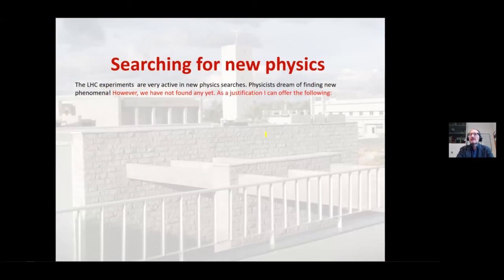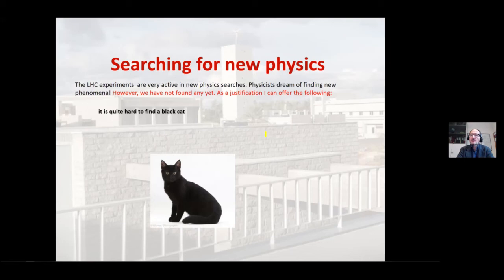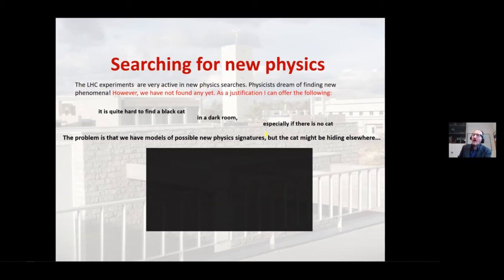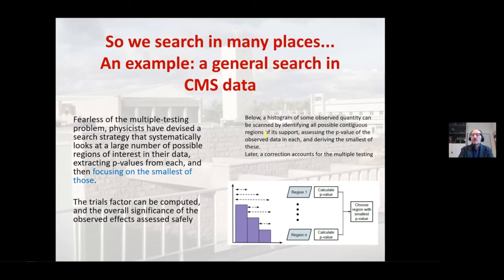And in general, we are searching for new physics. So now new physics searches can be done in a model dependent way or in a model independent way. We have all been enamored with SUSY searches because SUSY was, before the LHC turned on, in the mind of many people what we would certainly discover. But we found out that it is quite hard to find a black cat in a dark room, especially, as in the case of supersymmetry, if there is no cat. So indeed, the problem is that we have models of new physics, and we can test them, but we don't find anything because there is nothing to discover and the cat might be hiding somewhere else. So we might want to search our data in model independent ways that make no assumptions on where the cat is hiding, okay?